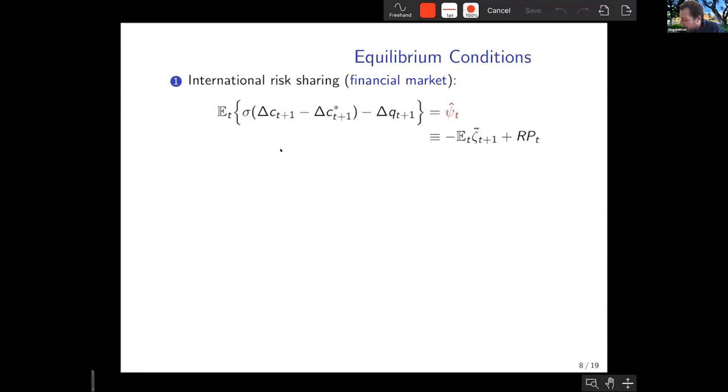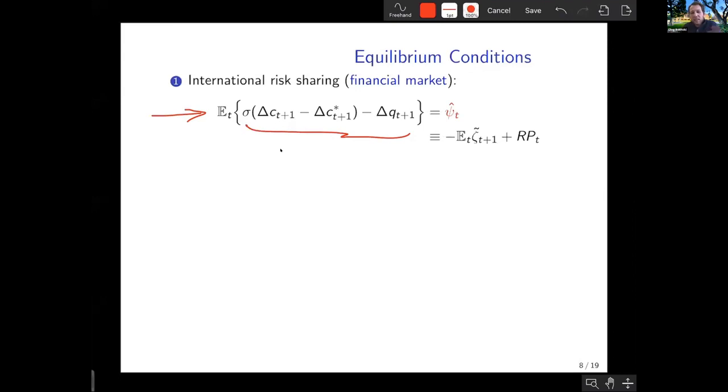One condition is the conventional international risk sharing condition. On complete markets, this object inside is equal to 0 always, and this is the Backus-Smith condition. Essentially, relative consumption should co-move with the real exchange rate. That's the very simple case: on complete markets, you know that consumption should co-move with the real exchange rate. If the real exchange rate changes its properties, relative consumption should change its properties. Something that we don't see in the data, but arguably markets are incomplete.